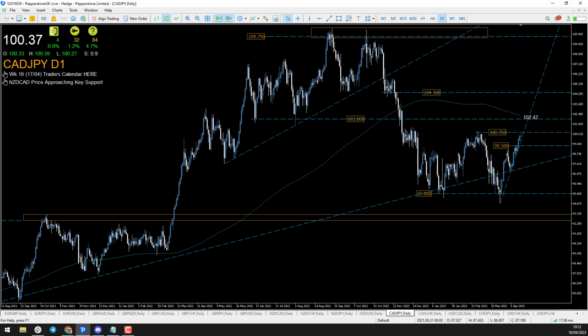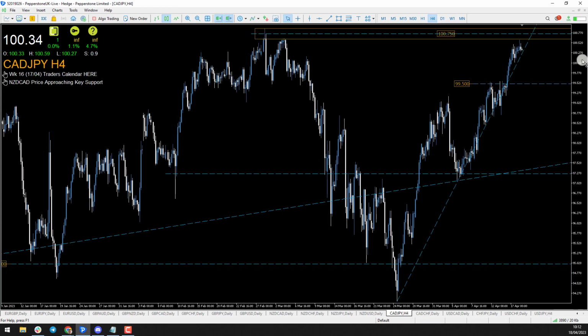Like I said, there is some CPI data coming out today. If there's some positivity from that, price may trade above the 100.75. If it does, that could open an opportunity to trade to the 102 or even beyond to the 104.50. But until that happens, I would say you probably want to sit on your hands here.